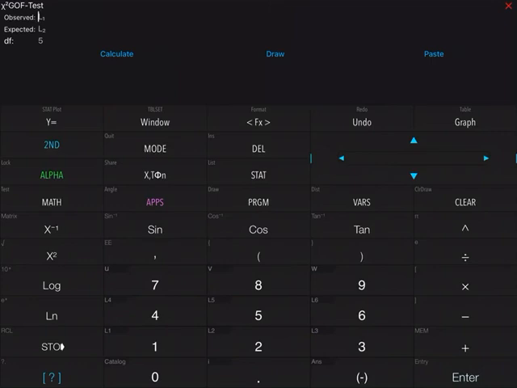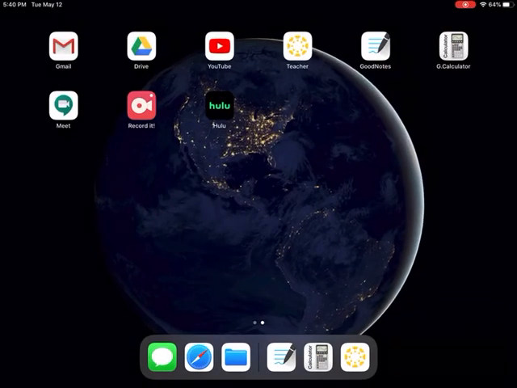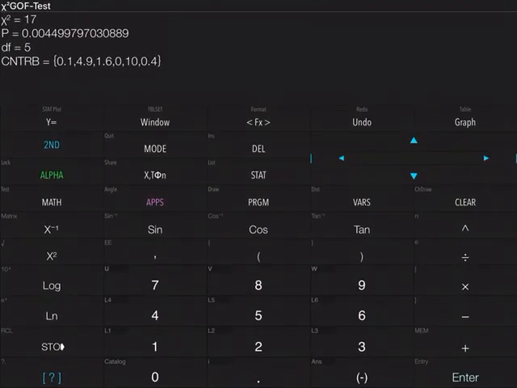We can do a chi-square goodness of fit test by going to stat, arrow over to tests, and choose option D, goodness of fit. If you're on just a regular calculator, it might be easiest to just scroll up. Notice it tells us our degrees of freedom is 5 because we've got 6 categories, 6 different sides of the die. 6 minus 1 is 5. Our chi-square, that top number, is 17. Our p-value, move the decimal twice, is 0.45%.